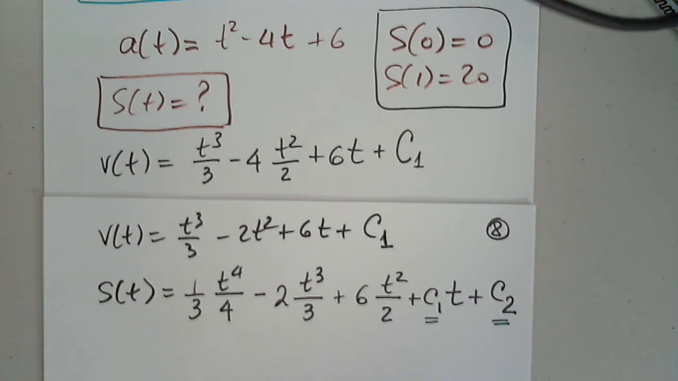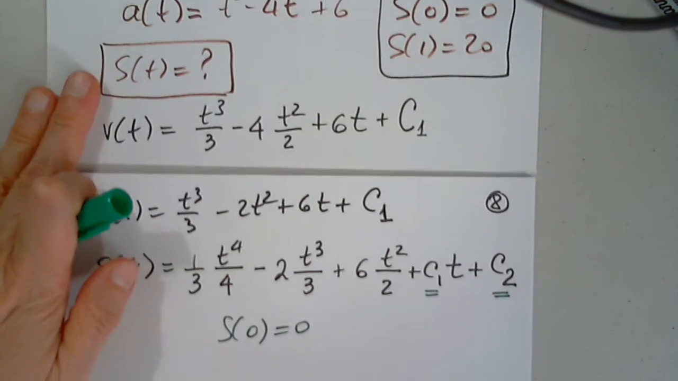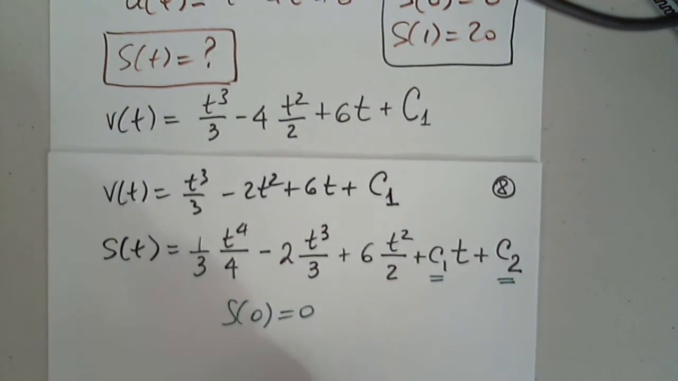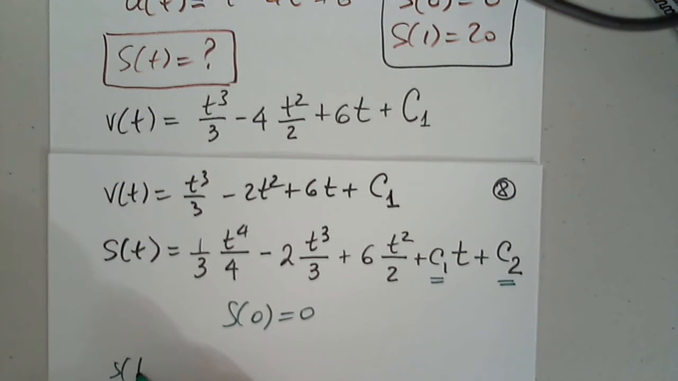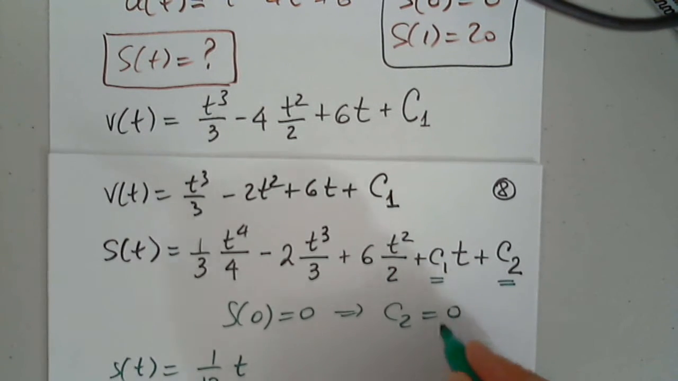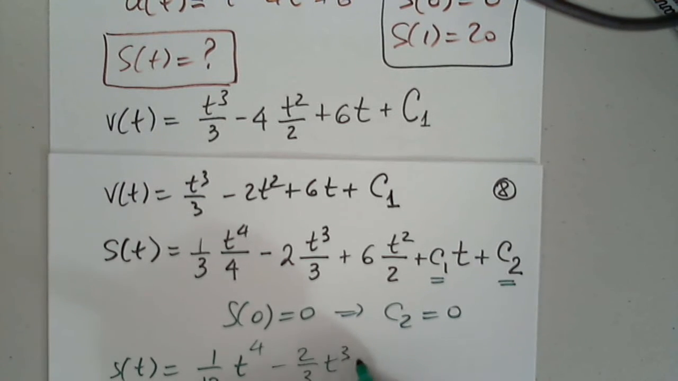Okay, so let's start with the first condition. S of 0 is 0. I can rearrange the function a little bit, but what does S of 0 equals 0 give us? C2. Yes. How much is C2? 0. That's it. Thank you very much. So minus 2/3 t cubed plus 3 t squared plus c1 t. And we have a different condition now, that is S of 1 equals 20.